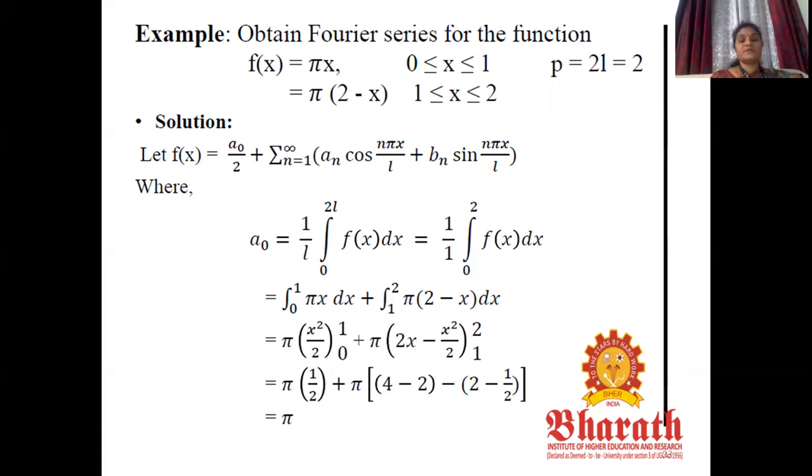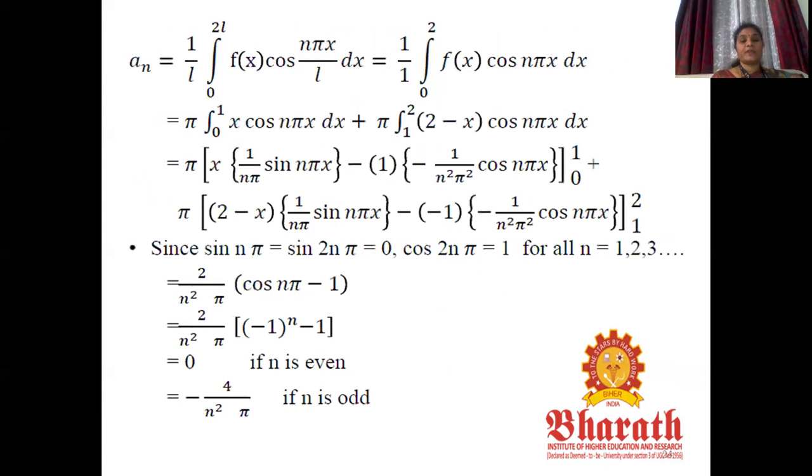Now we are going to substitute the value for f(x). f(x) given to us is, in the range 0 to 1, πx. So ∫ from 0 to 1 πx dx, plus the second function π(2 − x) in the range 1 to 2, dx. Here π is a constant. In the first integral, we take π outside. Integrating x dx, you get x²/2, applying the limit 0 to 1, plus π times 2, where 2 is a constant. The integral of dx is x, minus x dx is x²/2. The limit given to us is 1 to 2. Applying the upper and lower limits and solving, we get the final answer a0 = π.